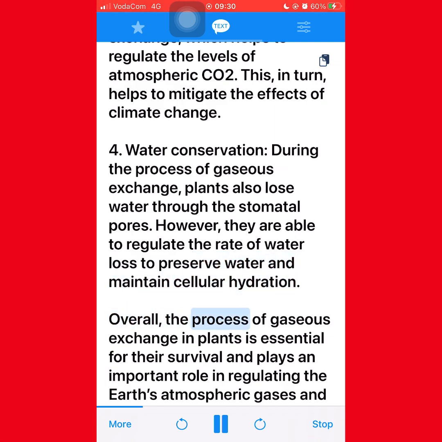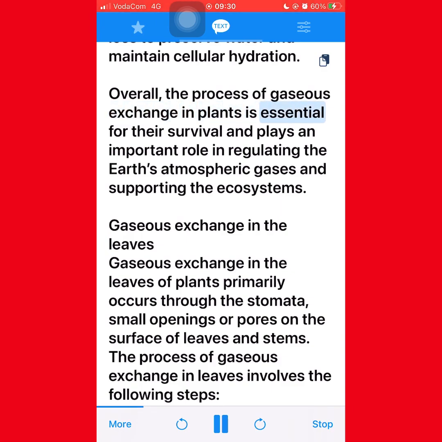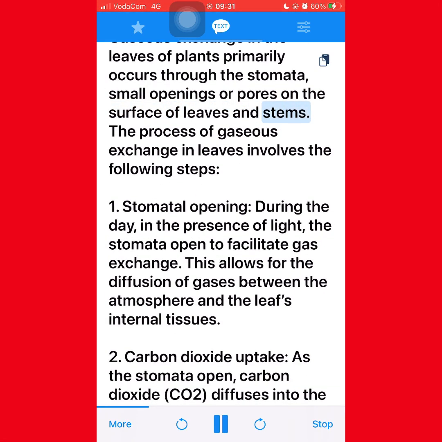Overall, the process of gaseous exchange in plants is essential for their survival and plays an important role in regulating the Earth's atmospheric gases and supporting the ecosystems. Gaseous exchange in the leaves. Gaseous exchange in the leaves of plants primarily occurs through the stomata, small openings or pores on the surface of leaves and stems. The process of gaseous exchange in leaves involves the following steps.